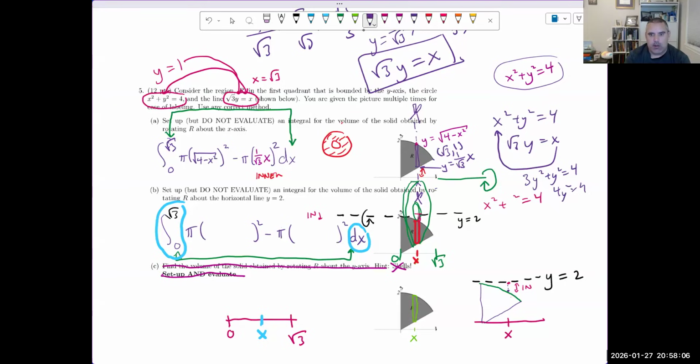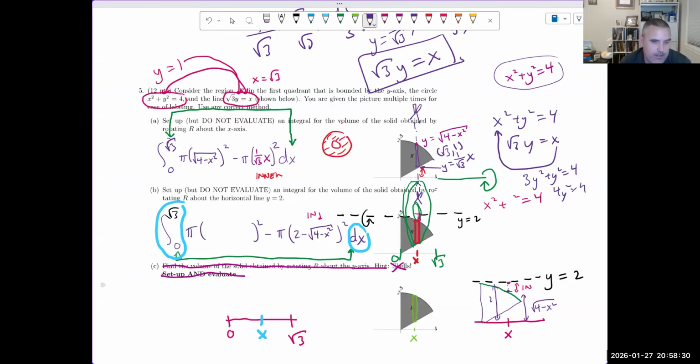So the inner radius is how far this is. From here to here we know is the square root of 4 minus x squared. And from here to here is 2. So you're right, the inner radius is 2 minus the square root of 4 minus x squared. And good job figuring out a way to type that in.